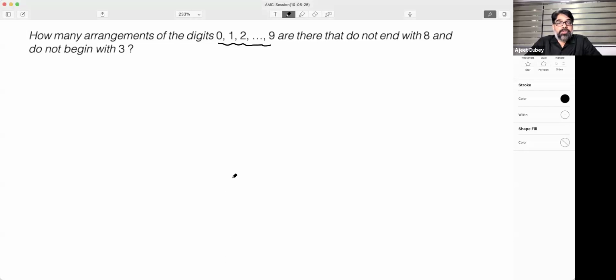Let me do this question. Here is some hitch. How many arrangement of this do not end with 8? First thing is that, do not end with 8. It's not mentioned that it ends with the 8. Adnan, correct. One student has given the correct answer till now. Do not end with 8 and do not begin with 3.